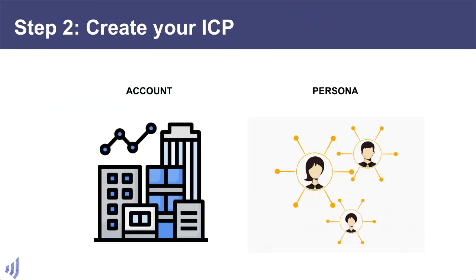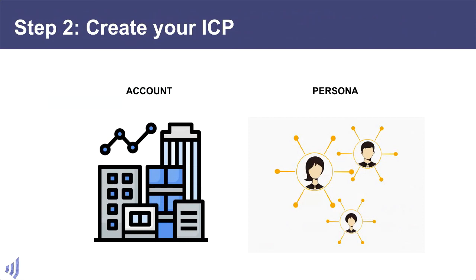And so this is exactly what this step is: starting to create your ICP. So the accounts and the persona, all this data needs to come from your CRM. Don't ask your chief revenue officer or your head of sales how to create the ICP. Look at your CRM, select who your biggest accounts, biggest customers, and best customers are. They're not always the same.